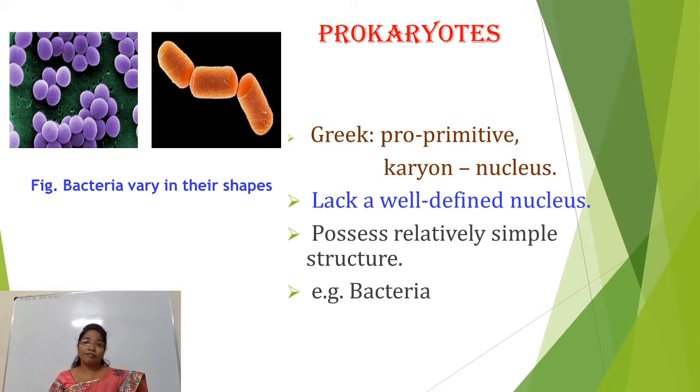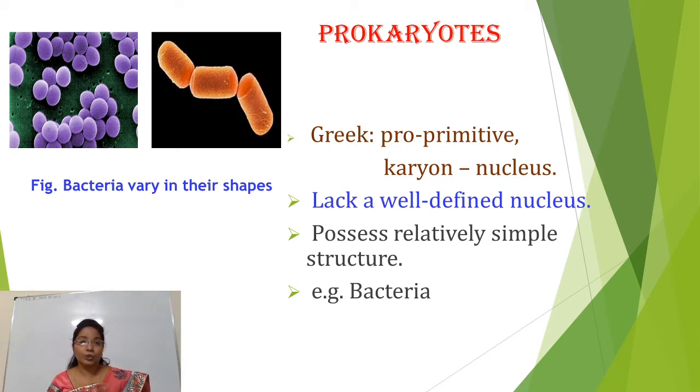Coming to the definition of prokaryotes, the word prokaryote is derived from a Greek word, where pro means primitive and karyon means nucleus. It means the organisms which have a primitive nucleus are called prokaryotic organisms. Now what is the meaning of primitive nucleus?